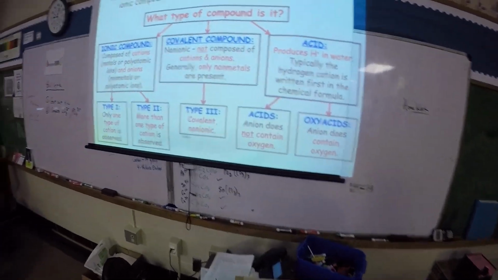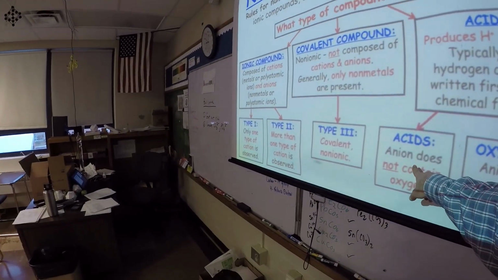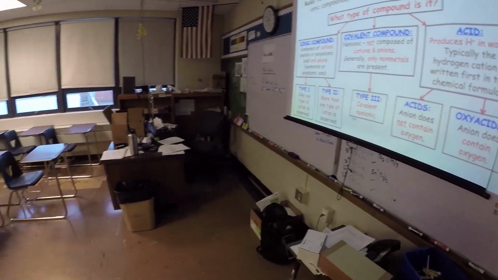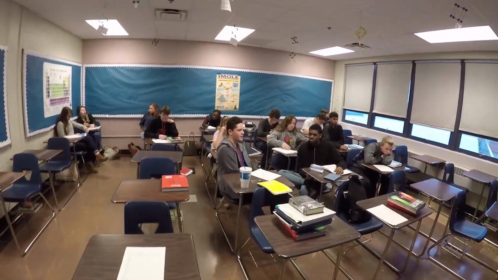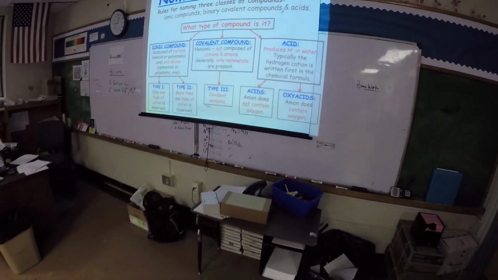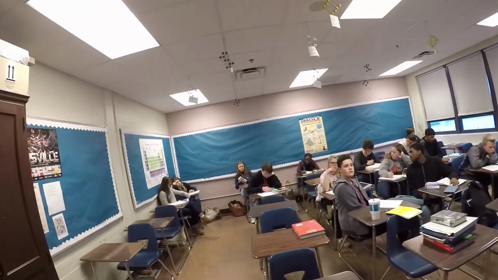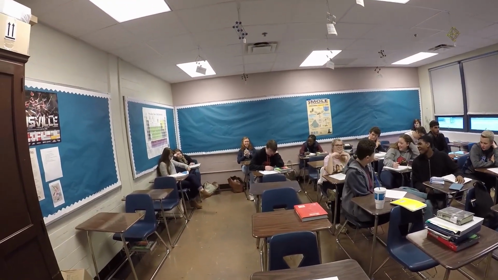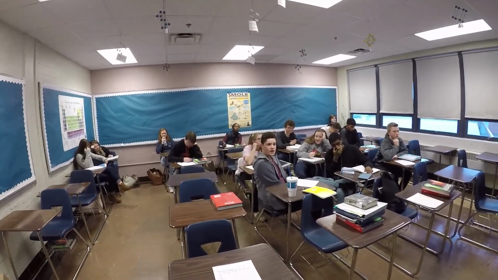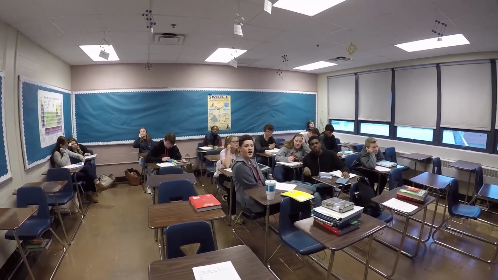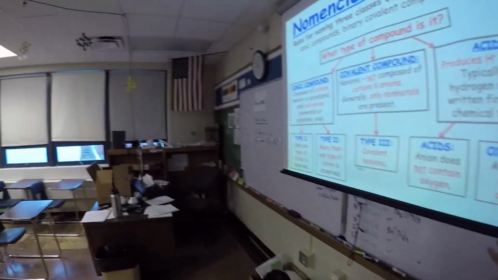So we've got two types of acids. We have the anion does not contain oxygen, and we have the anion does contain oxygen. So would a hydrochloric acid, HCl, fall into which group? Would it fall into the oxyacids or the acids? Yeah, it falls into the acids. HCl, there's no oxygen there.